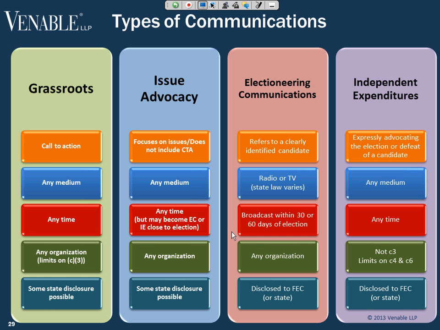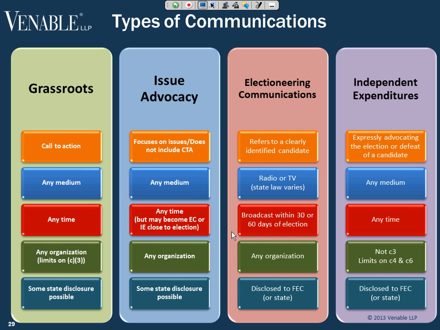The next category that we lump things into is issue advocacy, and this is probably the least regulated category out there. It focuses on issues, but unlike grassroots lobbying, it doesn't include a call to action. It's just: learn more about this piece of legislation, or understand what Congress is thinking about right now. Again, this can be done through any medium at any time, but you have to remember that if you mention candidates, it can start to push it into the other two categories that we'll talk about in a second. Any organization can do issue advocacy. 501(c)(3)s can do unlimited issue advocacy as long as they're careful not to make it grassroots lobbying. And again, some states, depending on the way the grassroots lobbying disclosure statute is written, may actually capture some of this issue advocacy.